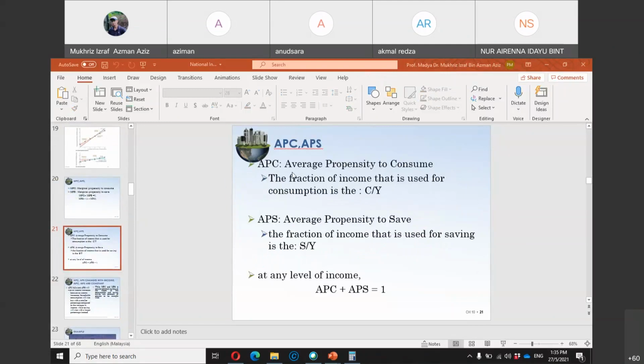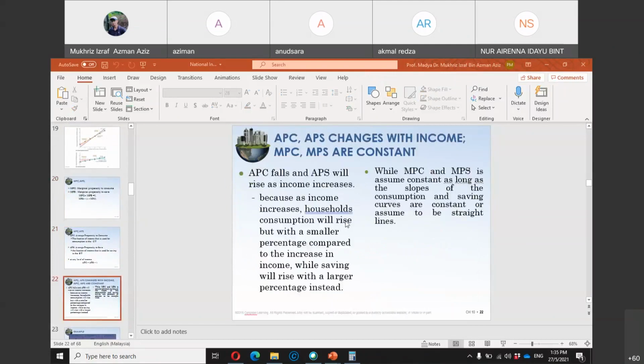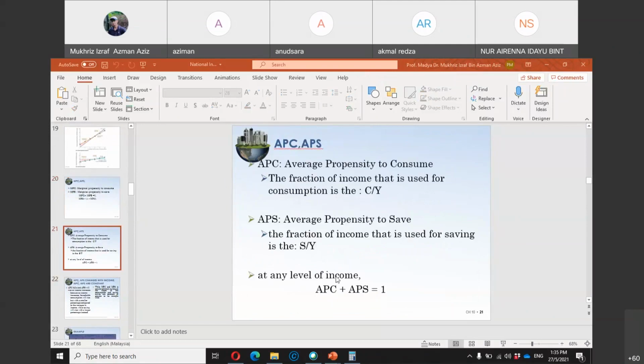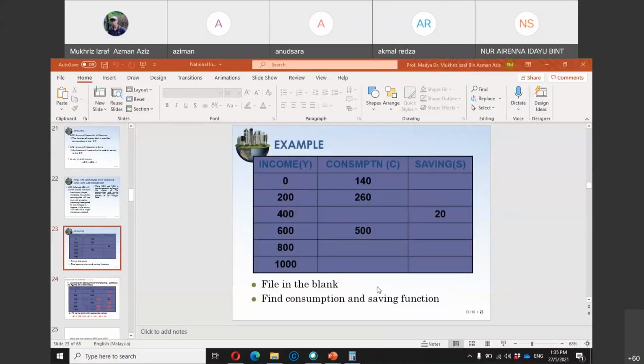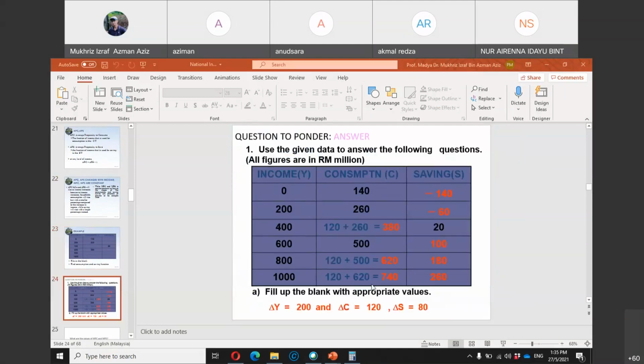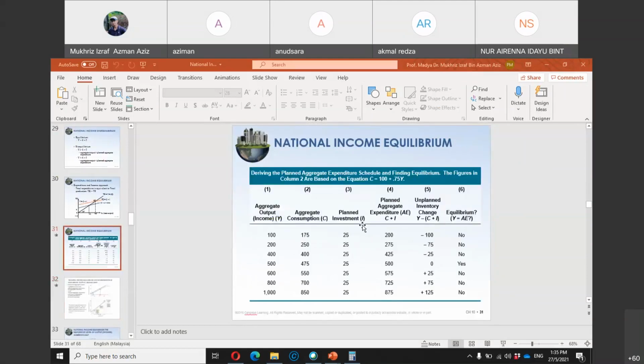Besides MPC and MPS, we also have the concept of APC and APS. A stands for average. The same goes: APC plus APS is also equal to 1, just as MPC plus MPS equals 1. Average propensity to consume plus average propensity to save will also be equal to 1. But the focus will be more on MPC and MPS, because that is the focus of how you calculate the multiplier. Here you can just refer to the slide to see how you fill in the blanks, but I'm not going to focus on that today.